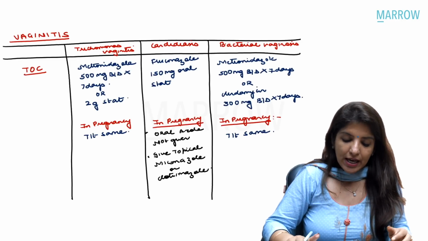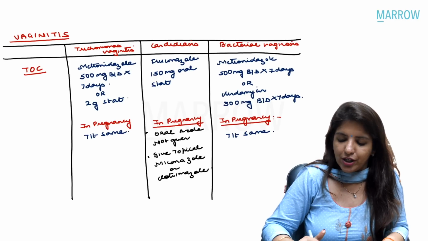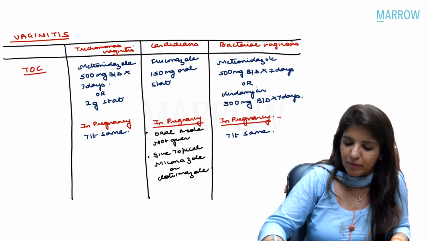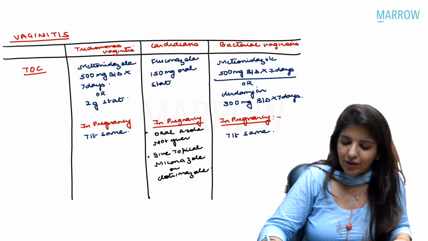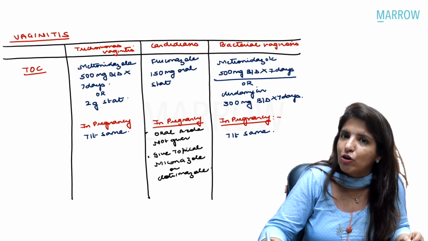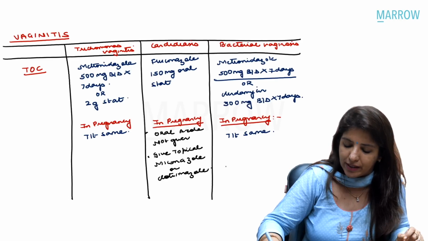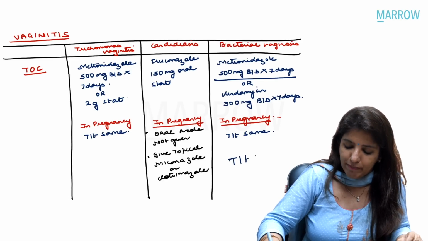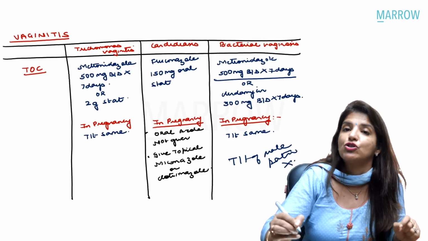transmitted, right? The treatment of choice in case of bacterial vaginosis is metronidazole, which you have to give 500 mg BD for 7 days. You can also use clindamycin, that is 300 mg BD for 7 days. The same treatment can be used in pregnant females also. In case of bacterial vaginosis, there is no need to treat the male partner, because it is not sexually transmitted.